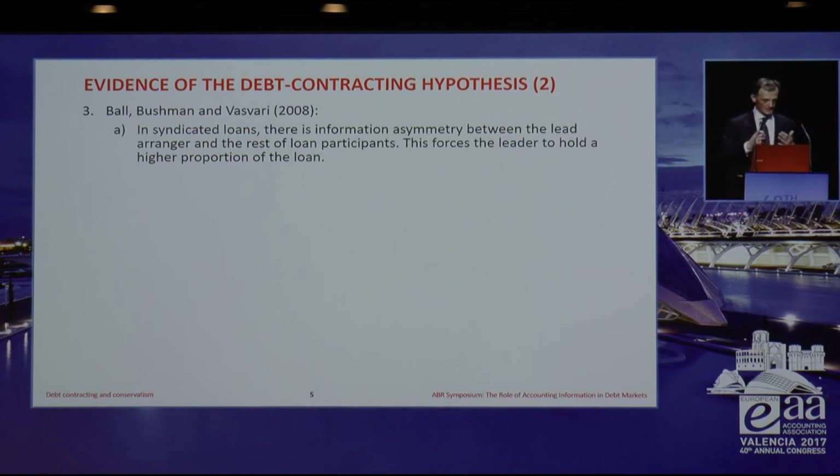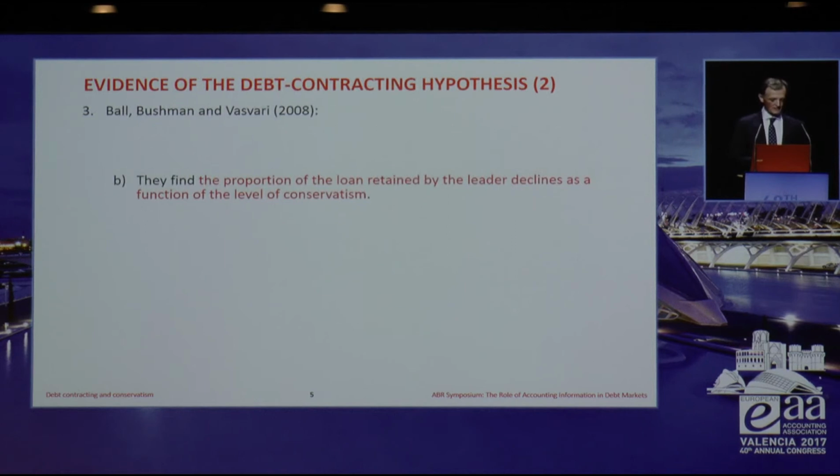And this creates certain information asymmetry among the members of the syndicate. For this reason, the lead arranger is required to retain a higher proportion of the loan. What they find is that the proportion of the loan retained by the leader is a negative function of the level of reporting conservatism of the borrower. So we can see that conservatism in this setting reduces the information asymmetry between the borrower and the lenders, but also reduces the information asymmetry among lenders.